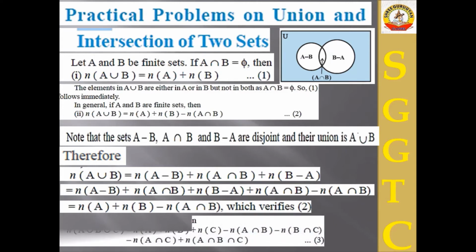And next one, third property. If you write A, B, C, sometimes three sets are also given, so you can show n of A union B union C equals n of A plus n of B plus n of C minus n of A intersection B, minus n of B intersection C, and minus n of A intersection C, plus n of A intersection B intersection C. Yes students, these are the three equations, mainly formulas for practical problems using numericals. I am proving the third one here also.